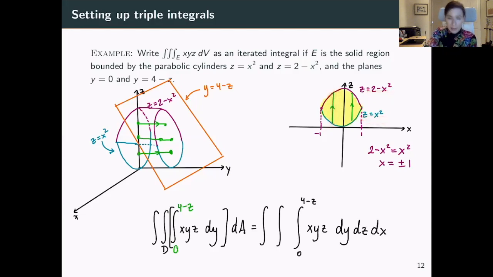Here we can see that our z values are going to be varying from x squared all the way up to 2 minus x squared. So here, keeping those colors the same, we have x squared to 2 minus x squared. And the values of x for which we are taking these vertical lines are going to be varying from -1 until 1. So we have those as our limits of integration in terms of x, and we have a final iterated integral representing the volume that we are integrating over.